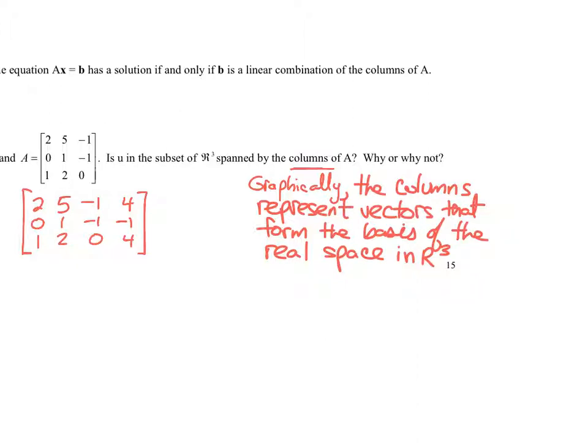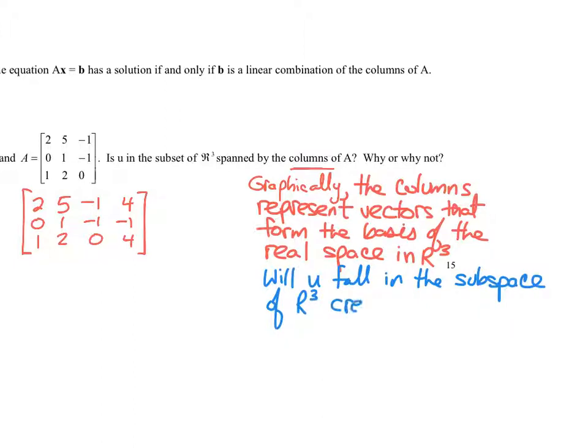So what we want to know is, was it U? Yeah, U. Does U fall in the subspace of R3 created by the vectors in matrix A?